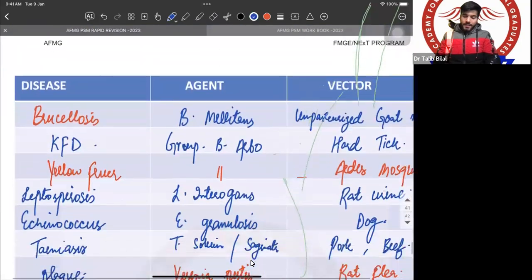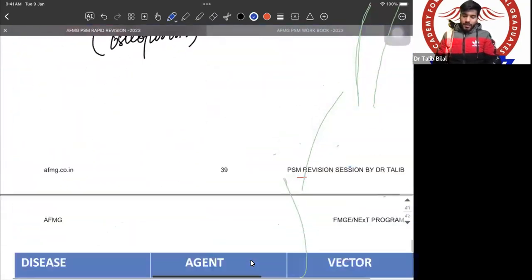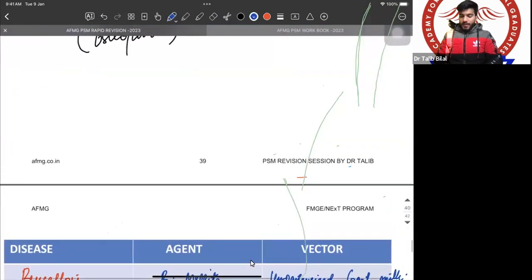So let's revise fast, guys. I will tell the diseases, you will answer me. Is that okay? Tell me, guys, for brucellosis, what is the agent? B melitensis. For KFD, what is the agent? Group B arbovirus. For echinococcus, what is an agent? Echinococcus granulosus. For plague, what is an agent? Yersinia pestis.